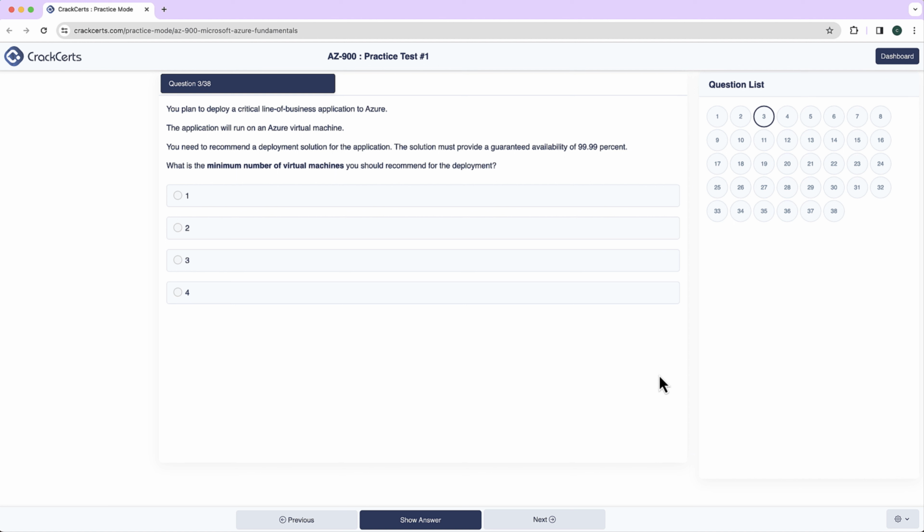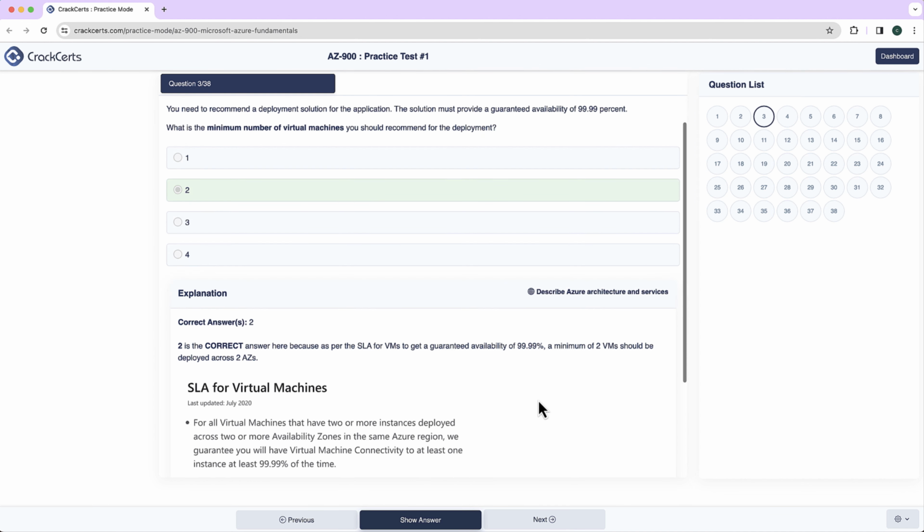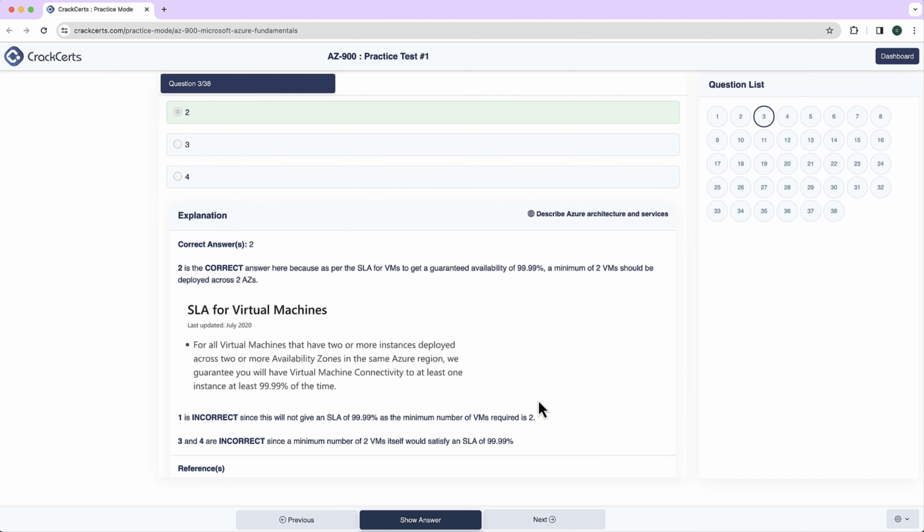Now this question is all about Azure availability, specifically how we can ensure a certain level of uptime for our application running on an Azure virtual machine. So in this case, we are aiming for 4 nines, 99.99% availability. So what does this have to do with the number of virtual machines? Now the correct answer to this question is 2. We need at least 2 virtual machines for this kind of deployment to have 99.99% availability.